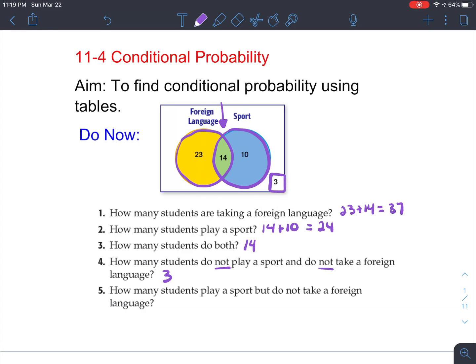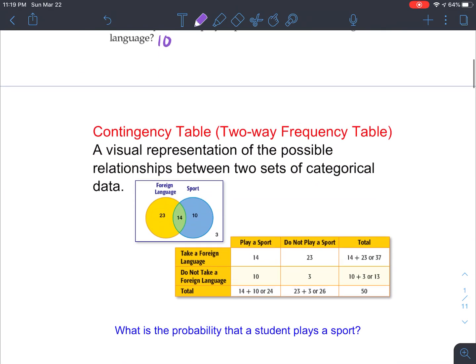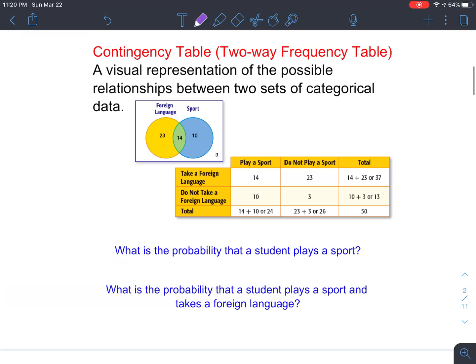Number 5, how many students play a sport but do not take foreign language? So we're looking at things that are in the blue section but not the yellow section, which is 10. Okay, so hopefully you're able to read this Venn diagram and you can see where these numbers come from. But again, these lonely 3 students who don't take a foreign language or don't play a sport are kind of left out. So we have a new representation, and this representation is called a contingency table.